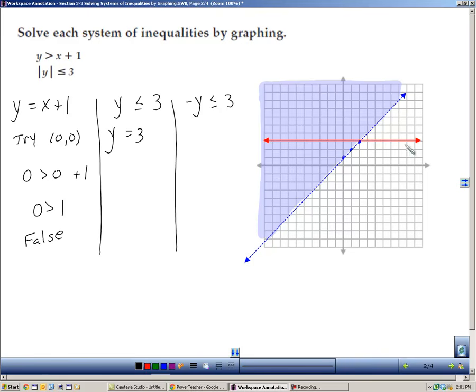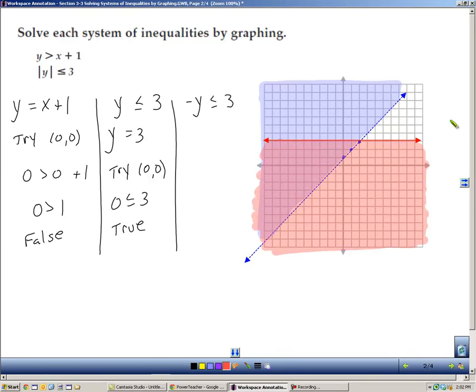So there's the horizontal line y equals 3, and now if we plug in 0, 0, we get 0 is less than or equal to 3, which is true, which means 0, 0 is on the true side, so I'm going to shade below this line. And then the last one I want to solve is here. Negative y is less than or equal to 3. The boundary line should be equal to, and then we divide everything by -1, and so we make it y equals -3. So that line is a horizontal line down here at -3. So there you see that line.